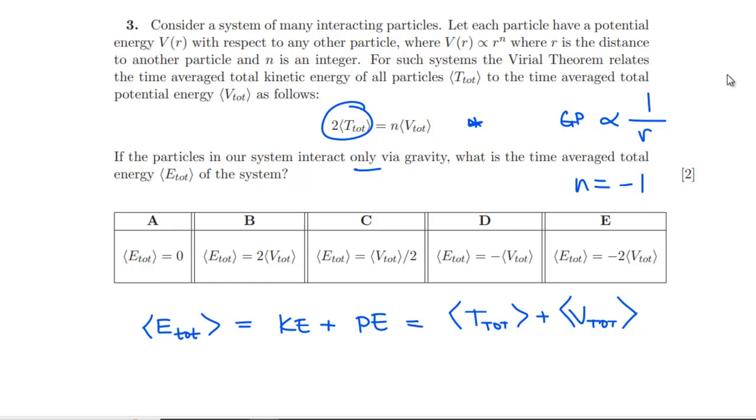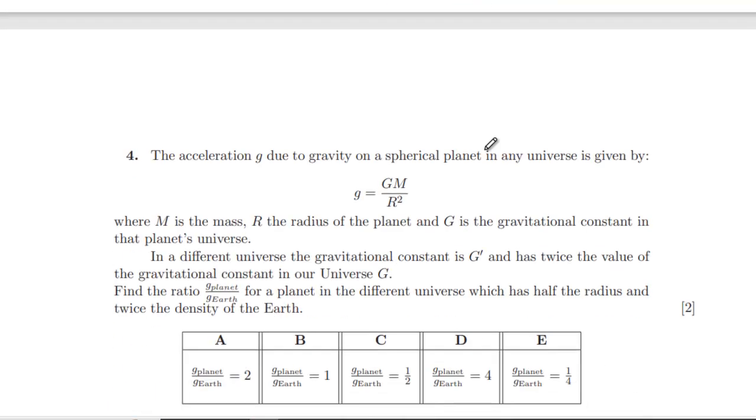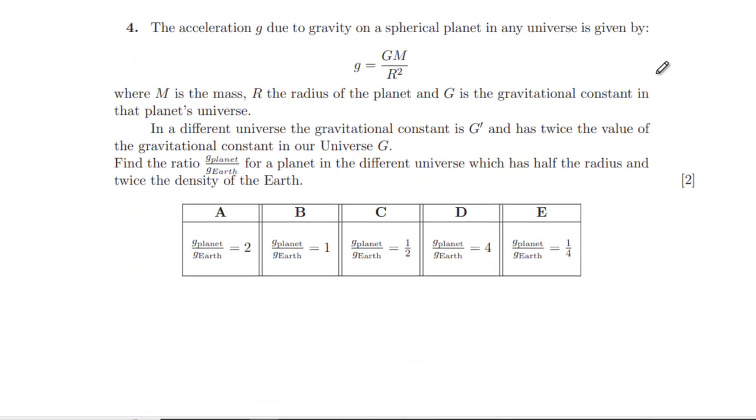So what are they giving it? They're giving it in terms of V tot. So we need to get rid of T tot. So T tot is going to be minus a half of V tot. So that is going to be a half of V tot. Is that one of our options? It's come out at C. Right, that was quite involved for a 2-mark multiple choice. It could have more that's quite involved here as well.